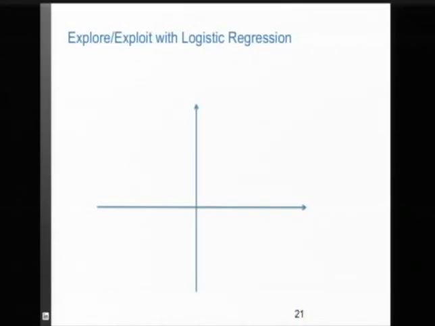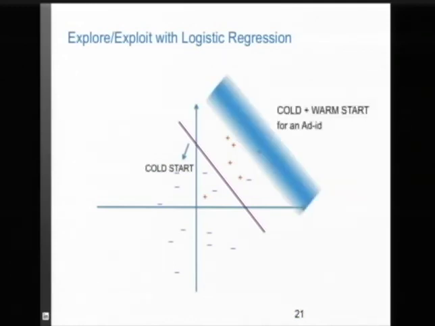Now the next thing is how do you do explore exploit in this particular scenario when you have logistic regressions. Again, the idea is very simple. So this is the cold start line. And then for every ad, we have a warm start, right? And we don't add any statistical uncertainty in the cold start part because we assume that that component has been trained on tons of data. There is not much statistical variability going on here. Most of the statistical variation is going on in the warm start part where we run a per-ad model, right?